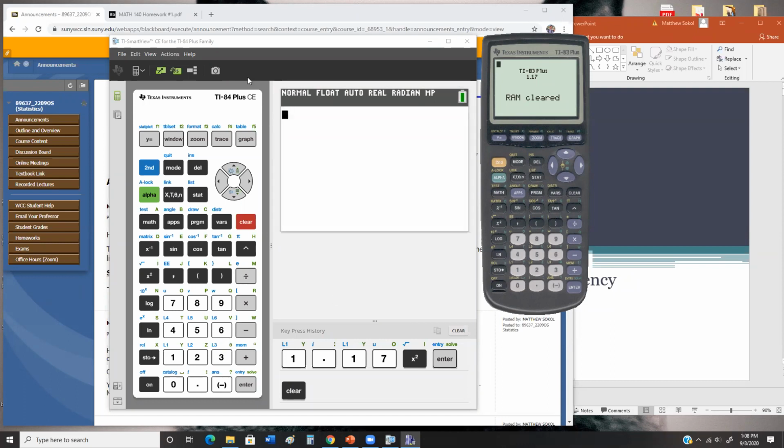So whenever I only show the TI-84, it'll be because the commands are the same exact options in your TI-83 calculator. If you just Google TI calculator emulators, you should be able to download them. Some of them cost money.